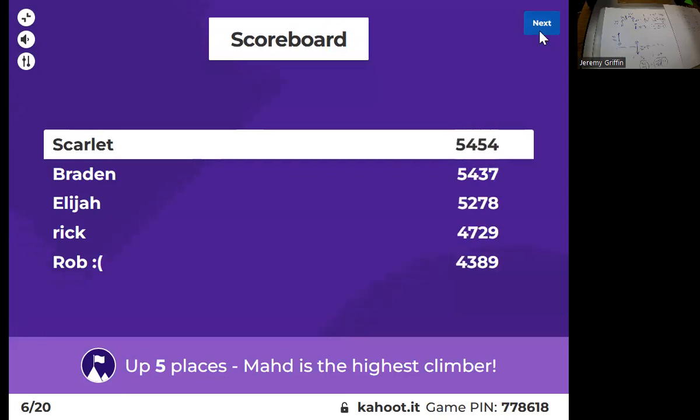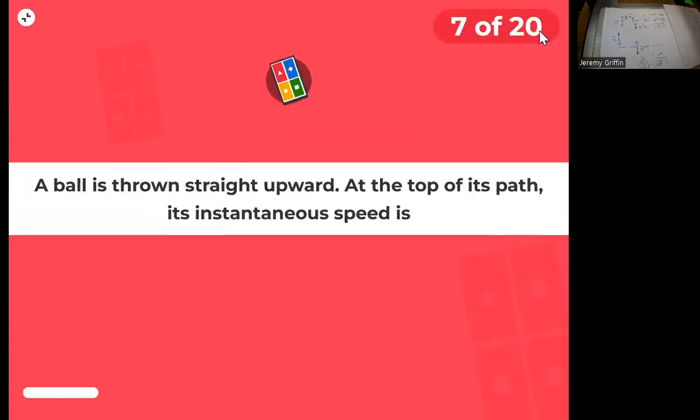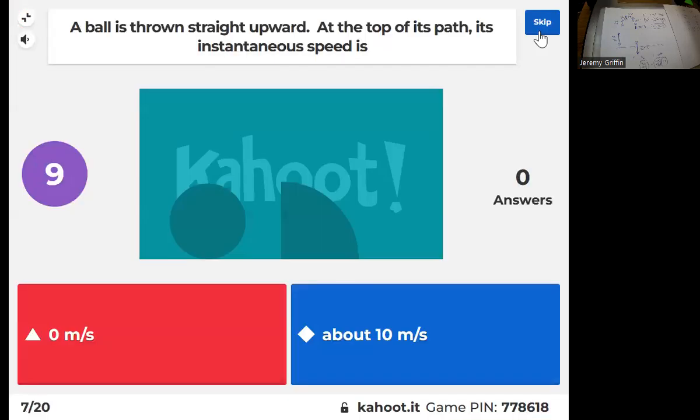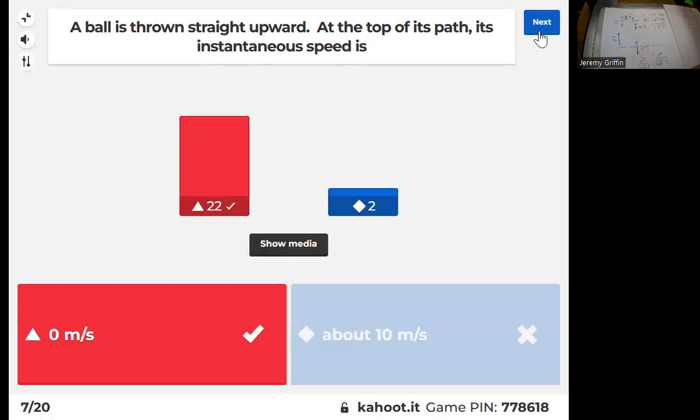All right. So same leaders. Ball thrown straight upward at the top of its path. Its instantaneous speed is. Yeah, 0 meters per second, right? So at the maximum height, there's 0 meters per second for anything thrown straight up. Who has a question on that? You guys get that?